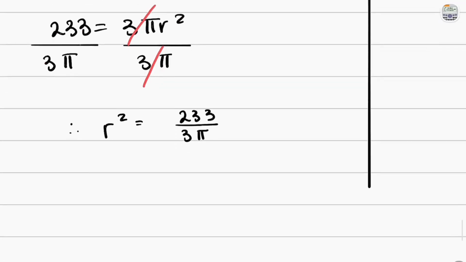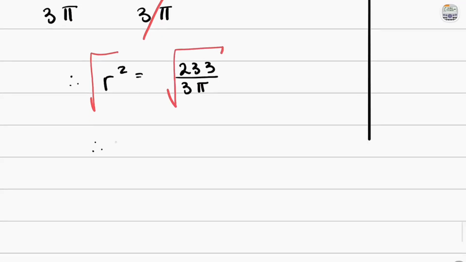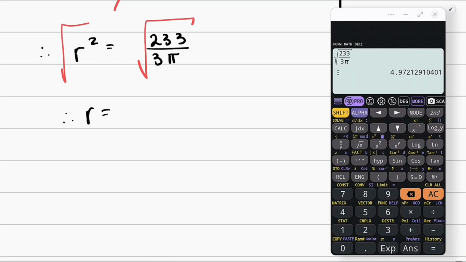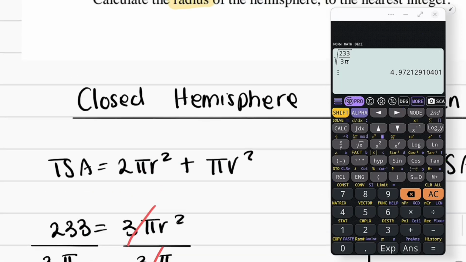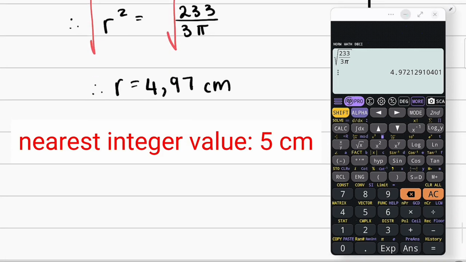And then we find the square root of this. You don't have to consider the negative here because a radius is a length. So r equals, and we'll find this. In this case, it would be 4.97, and it is in centimeters, right? So centimeters, and that will be our answer.